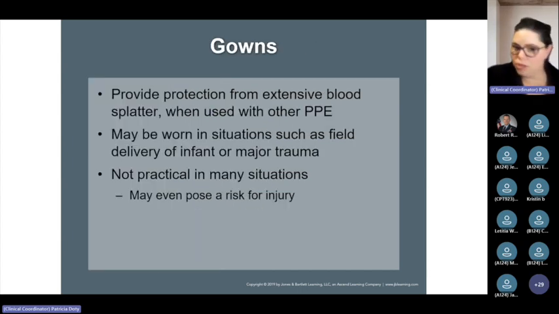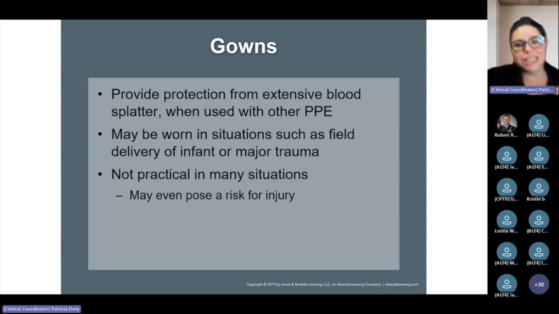Gowns, when there's extensive blood, when there's other human bodily fluids that are there, such as childbirth. Wow, that's a whole lot of stuff on the ground when there's childbirth. So you definitely want to put on a gown. And then there's booties and stuff like that also that go with the OB kit. It's very worth your while to dress as appropriately as possible for those.